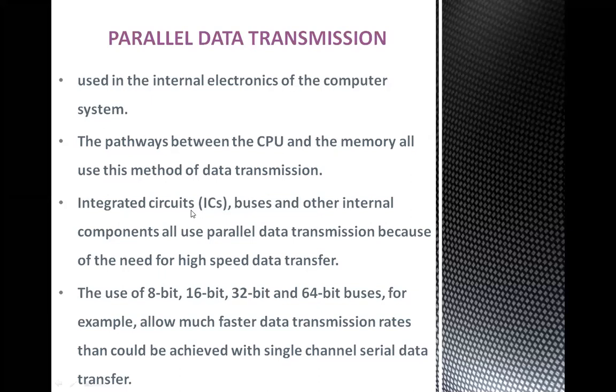ICs, buses, and other internal components all use parallel data transmission because of the need for high speed data transfers. Again, very important thing: internal communication needs high speed transmission. Otherwise, my computers will be working very slowly, and that is not what I need. That is why we always have parallel transmission whenever we are working with internal components. Buses of 8-bit, 16-bit, 32-bit, and 64-bit are used. You can see again, it's always multiples of 8 that is needed, allowing a much faster transmission rate than could be achieved with single wire transmission. I hope that this topic is now clear to every one of you.